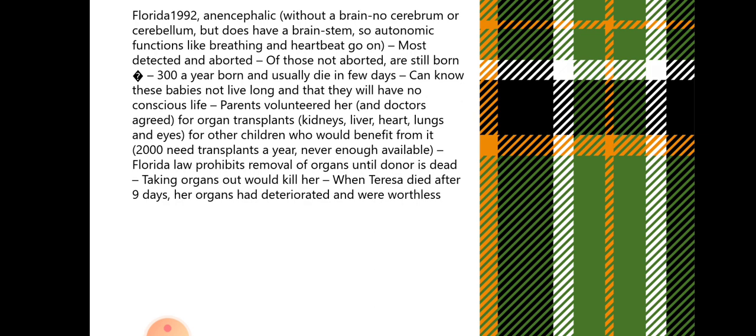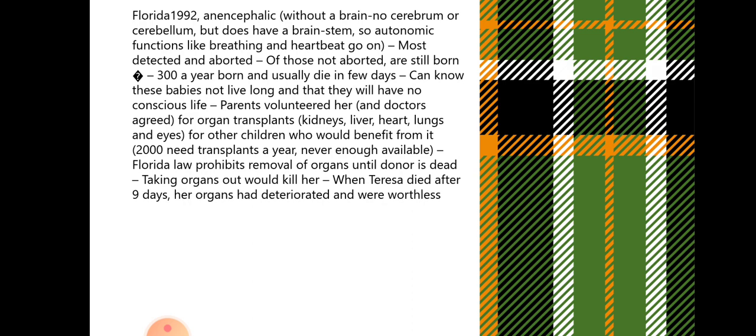Can this baby live long and have a conscious life? All right. Most of these babies stay in a vegetative state, so their parents usually volunteer, and of course their doctors, for organ donation. For example, kidneys, livers, heart and lungs of the babies were given as donations for other babies, for other children who would benefit from it.